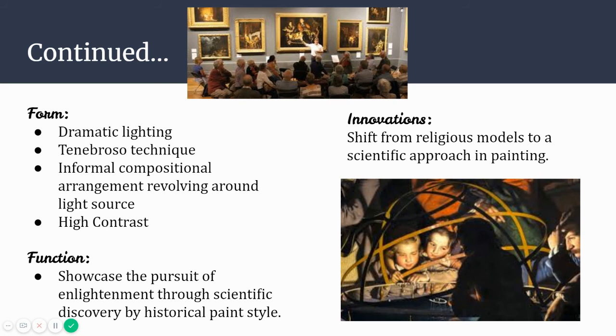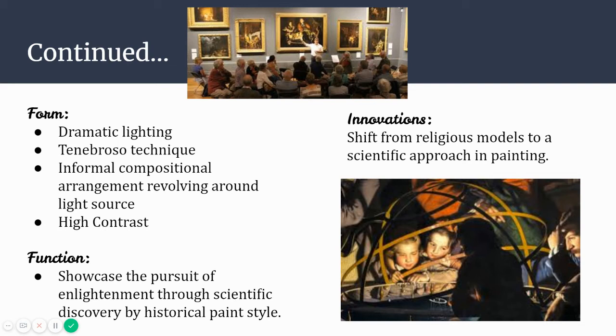Form, we have that dramatic lighting. We talked about the Tenebroso technique. We do have an informal composition arrangement that is revolving around this light source. Remember, formal means it's triangular composition. So because we don't have that, we have more of an informal composition. Of course, we have high contrast.